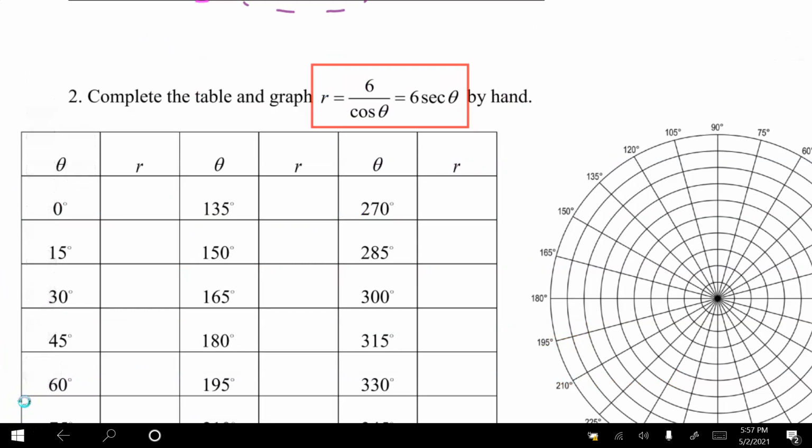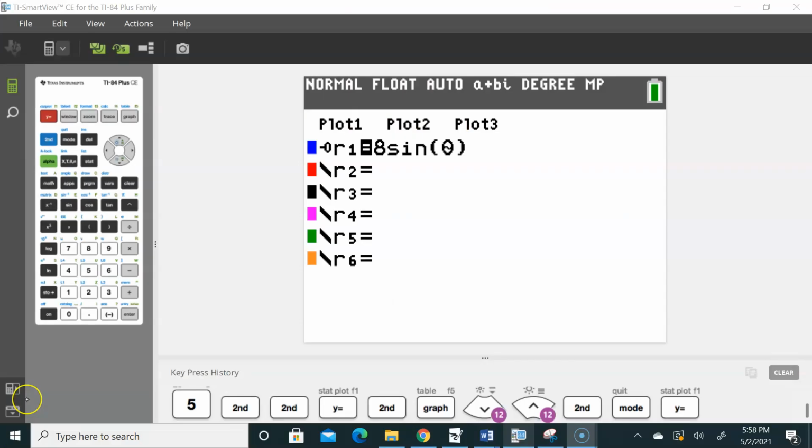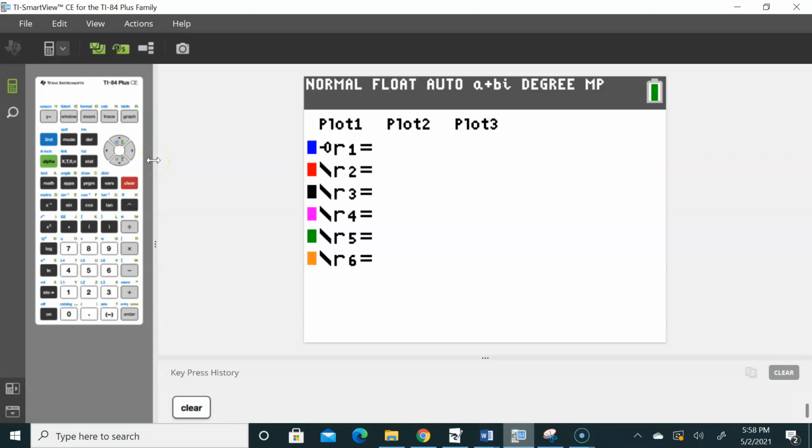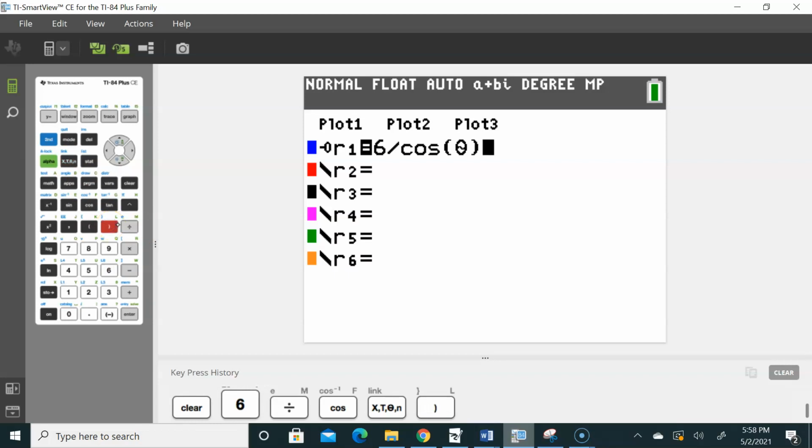r equals 6 secant of theta, or really 6 over cosine of theta. They're the same thing. And I'm going to put this in the calculator because you should try to put things in the calculator first and see what they look like so you have an idea of what you need to do. So here I'm at my calculator. I'm going to delete this out. I'm going to type in 6 divided by cosine, because I don't have a secant in my calculator, theta. And we're going to close it out.